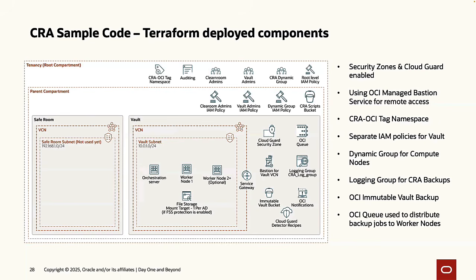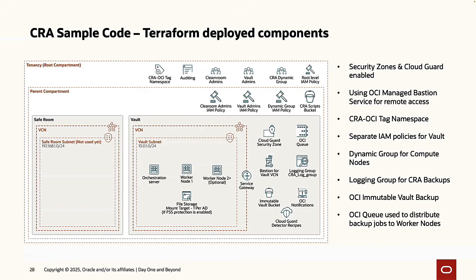What's new here is we are utilizing an OCI queuing service. We have an orchestration server, which basically discovers all the objects to back up. And then we have a worker node. So the orchestration server puts jobs into an OCI native Kafka queue. The worker nodes pull down jobs from that queue and start to execute the backups.